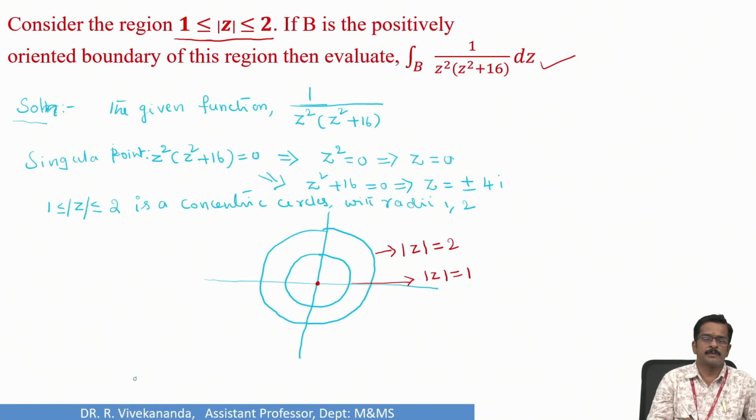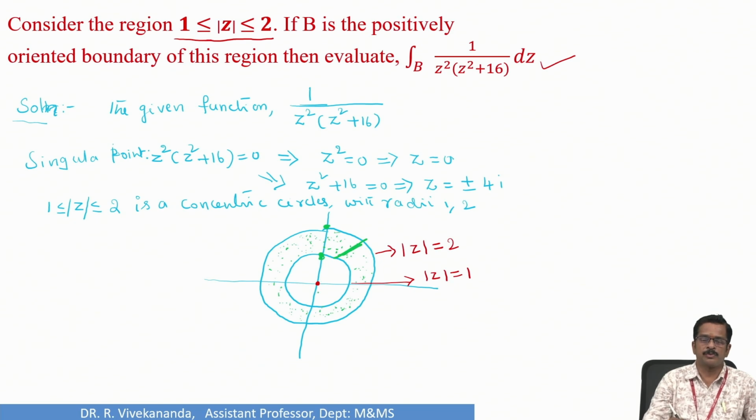Now here the region is between the two circles. In between the two circles the region exists, and in that region we have to evaluate the integration. Here z is varying from 1 to 2. Here z is 1, here z is 2.